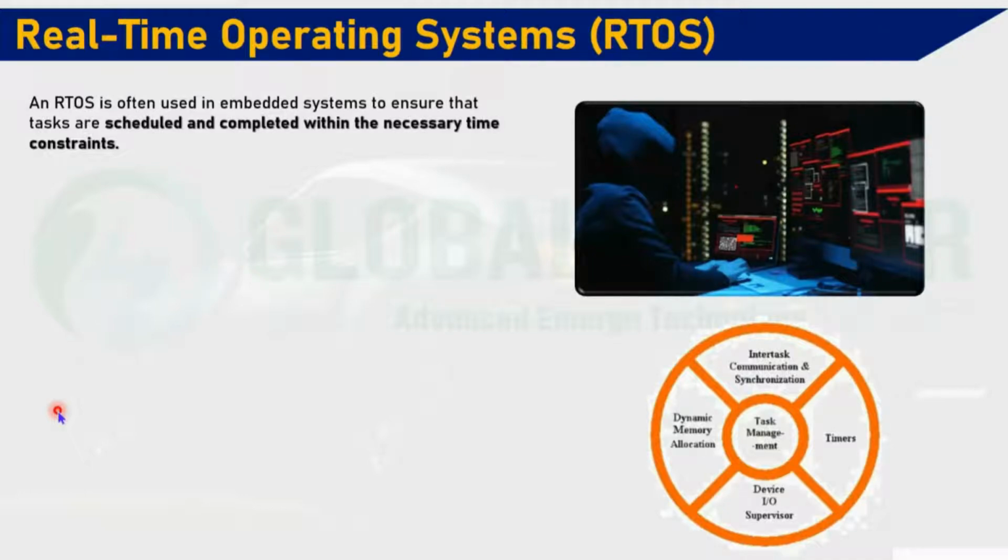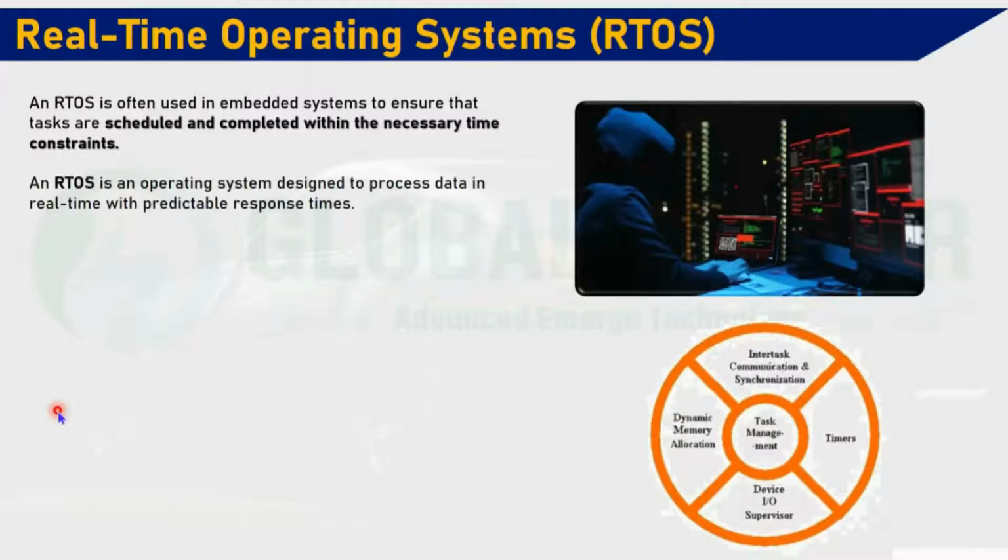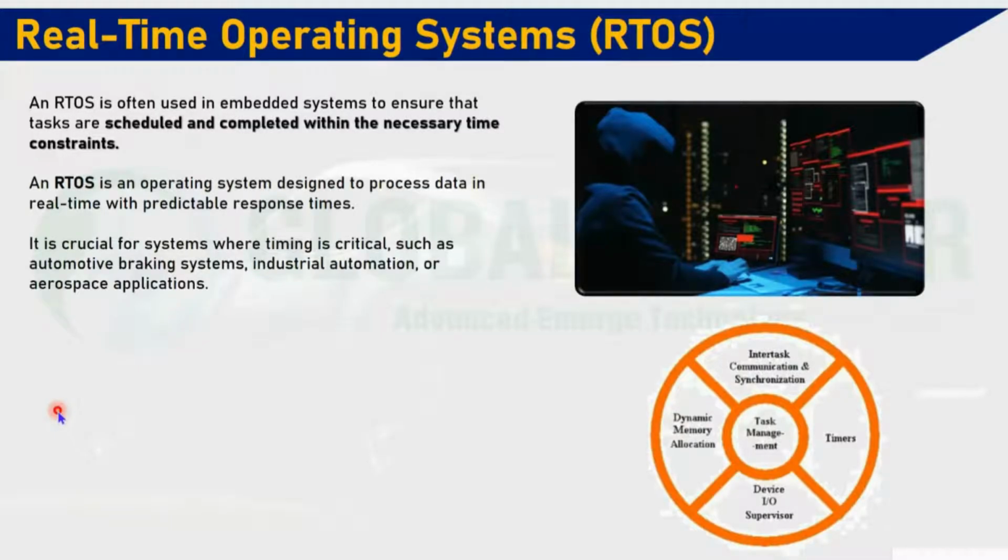Generally, the RTOS is often used in embedded systems. So we need to ensure that tasks are scheduled and completed within the necessary time constraints. It is designed to process real-time data, and it will respond on time. It is crucial for systems where timing is critical, such as automotive braking systems, industrial automation or aerospace applications. So these are very essential, and it should give accurate responses within the response time.